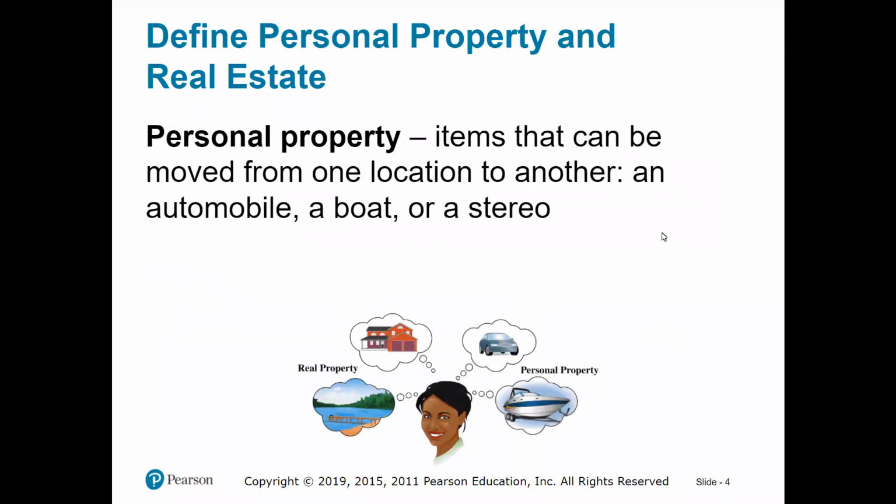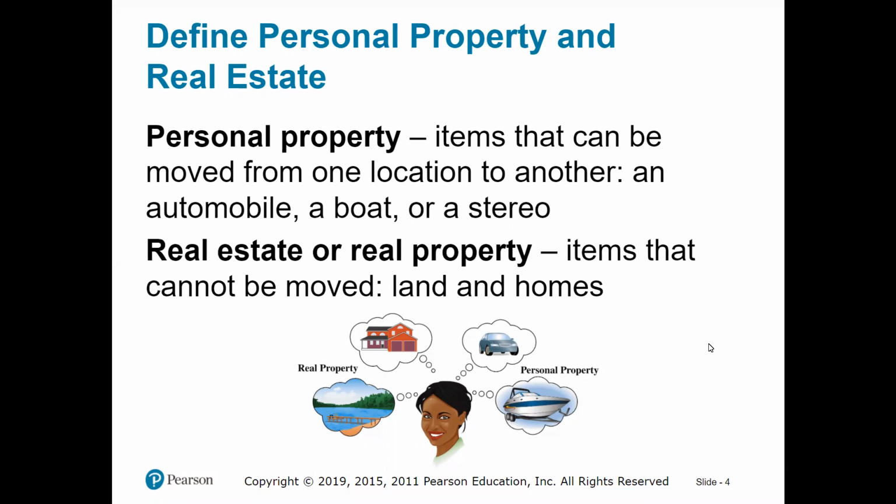All right, define personal property and real estate. So personal property: items that can be moved from one location to another. So a car, a boat, a stereo, basically anything you find value in. Some folks are super into art, right? So they might have art pieces that are ridiculously valuable. The fact that you can move that with you from house to house, that is a personal property item that you would probably have insured.